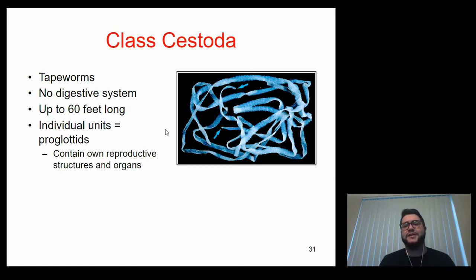Next we have class Cestoda, which are tapeworms. Tapeworms don't have a digestive system. Instead, they receive nutrients throughout their whole body. It's not centralized in a digestive system. They can reach up to 60 feet long. Individual units are called proglottids, and each proglottid has its own reproductive structure and organs.